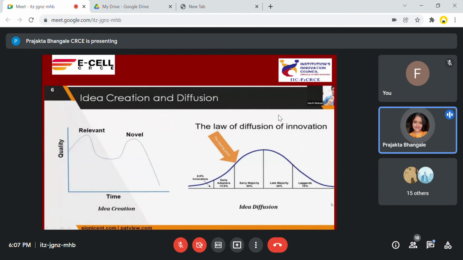Are you understanding these curves? Yes, ma'am. I just tried to give you an example with the help of Flipkart and everything, because I hope it's an example you can relate to this curve.